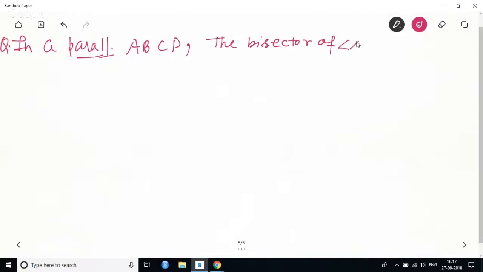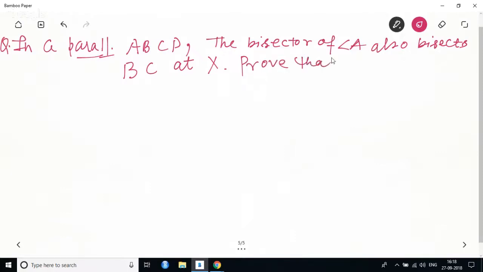In a parallelogram, I'm just writing parallelogram so that you can understand that. ABCD, the bisector of angle A also bisects BC at X. Prove that AD is equal to 2AB.